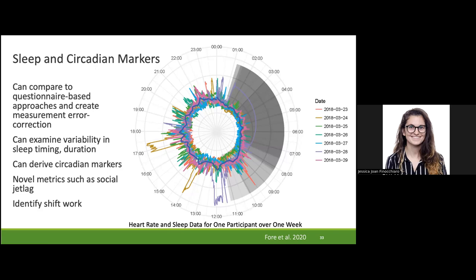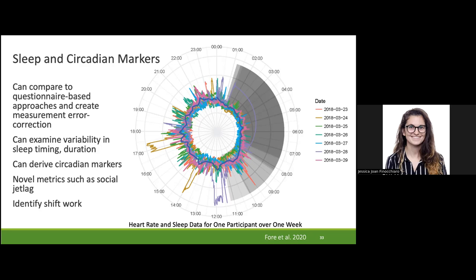We can also look at novel metrics like social jet lag. Who here has heard of social jet lag? Okay, a couple people. This is the mismatch between what society wants you to do and what your internal clock wants you to do. So if you have to be at work at 9 a.m., but you're a night owl and you were up really late, we may see that people are performing worse. We can look at the mismatch between their non-work days and their work days. And we can see that person has a misalignment with what society tells them to do. Other people could be going to bed at the same time, even on the weekends, waking up at the same time, even on the weekends. So some interesting work going on there.